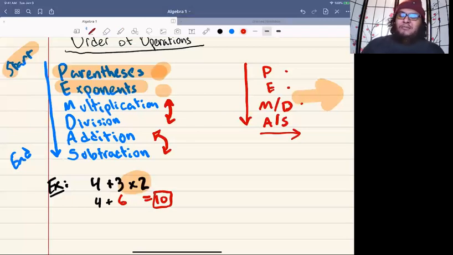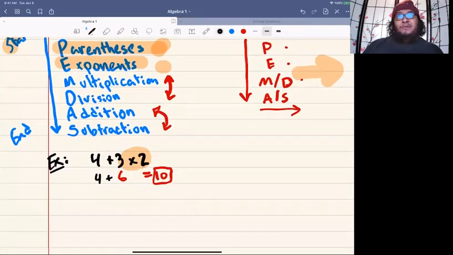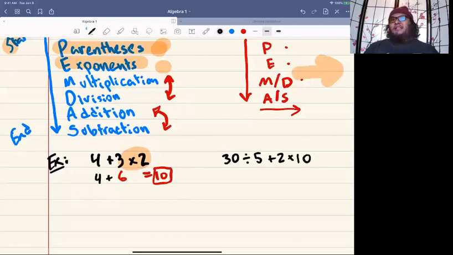We're going to go over some more examples because this was a relatively easy one. Let's see if we can do one that might be a little more confusing. It's going to be 30 divided by 5 plus 2 times 10. Now this one looks a little weird, but it really isn't. So this is example 2.